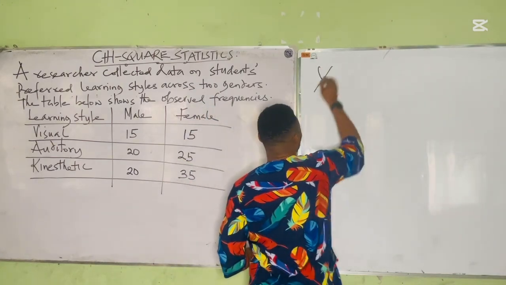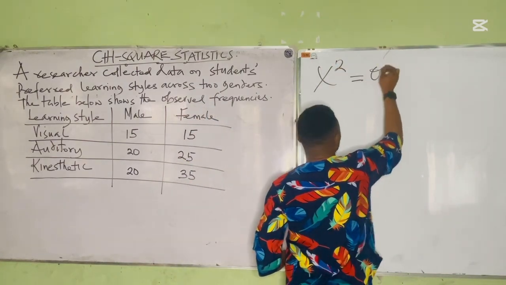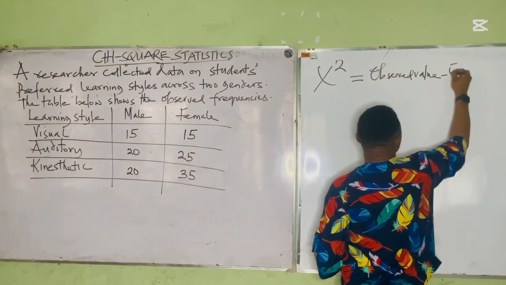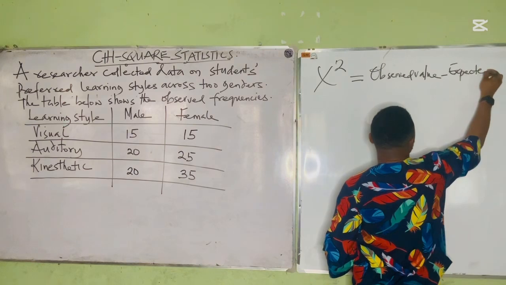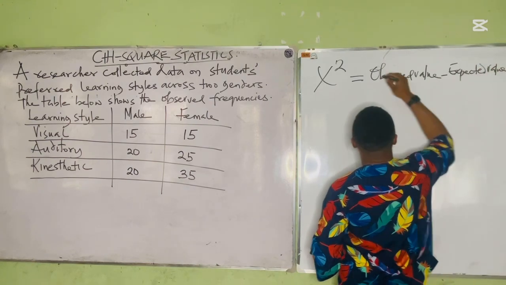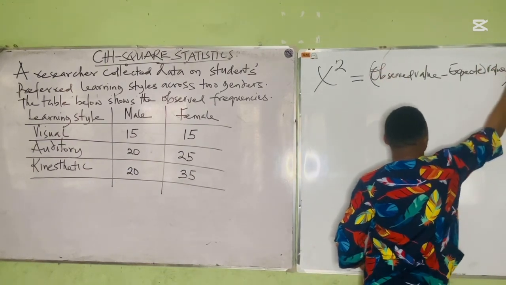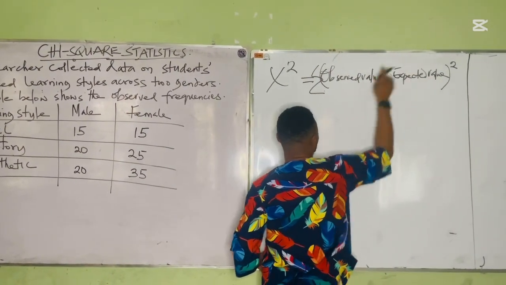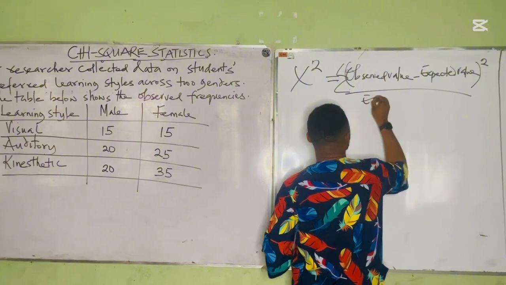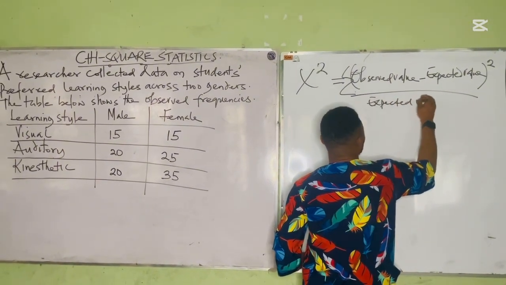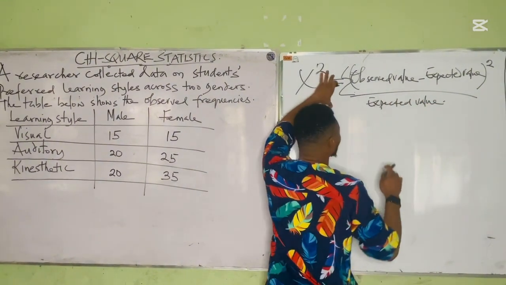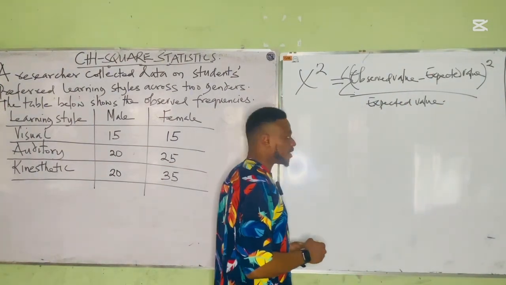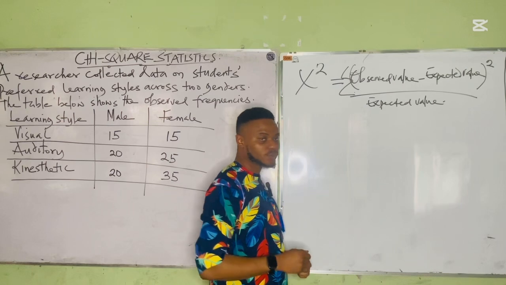So what's the formula for chi-square statistics? Chi-square is given as the summation of observed value minus expected value, all squared, divided by expected value. That is the formula for chi-square statistics.